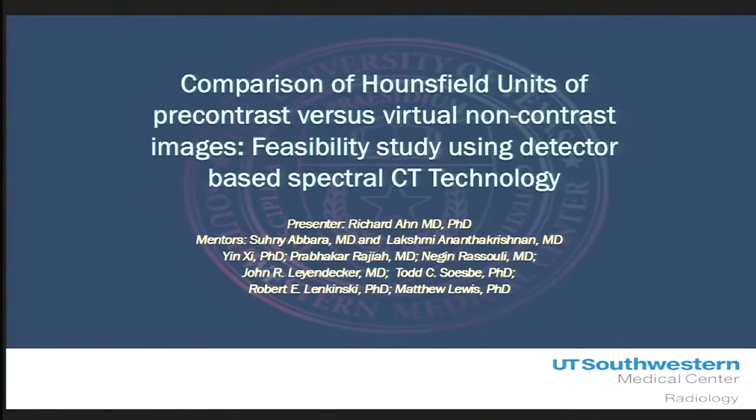Our next presentation is by Dr. Richard Ahn, one of our residents, and his mentors are Sonia Bara and Lakshmi Ananthakrishnan. And Rich's presentation is comparison of Hounsfield units of pre-contrast versus virtual non-contrast images, feasibility study using novel dual-layer detection CT technology. Thank you. All right, thank you.